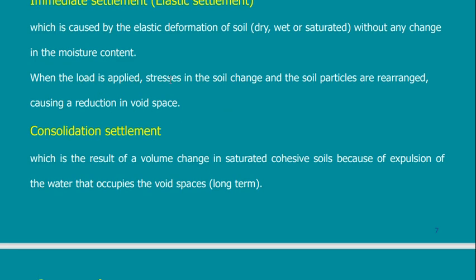When the load is applied, stresses in the soil change. The soil particles are rearranged, causing reduction in void space. This is the definition of settlement. Settlement is the change in the void, the space allocated for the voids; a decrease of this space causes settlement. Why will it decrease? Because of the load. So the load causes stresses, and the stresses decrease the voids between the particles, so it settles.